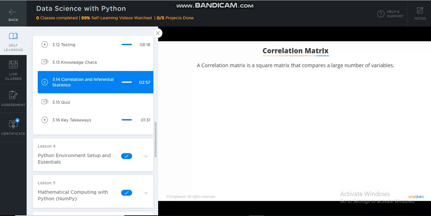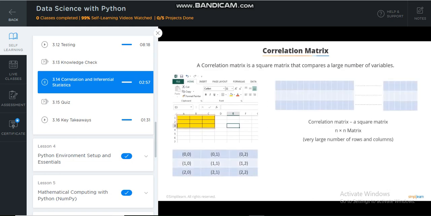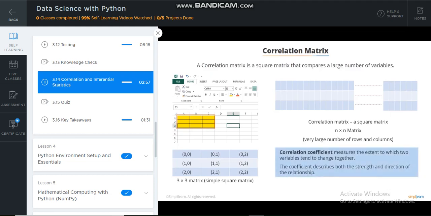Let's understand the correlation matrix. A simple matrix can be visualized as an Excel document with 3 rows and 3 columns. A correlation matrix is always a square matrix. That is, it has the same number of rows and columns, but it's a larger set. A correlation matrix is expressed in the form of an NxN matrix when we compare n variables. The covariance is calculated by getting the sample variance between the variables in question. A correlation coefficient measures the extent to which two variables tend to change together. The coefficient describes both the strength and the direction of the relationship.